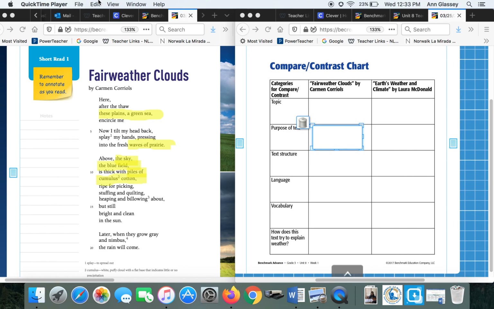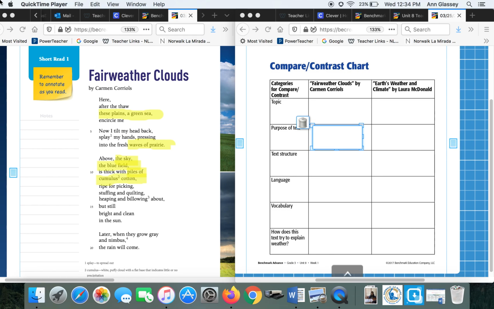This is reading lesson 2 for March 26th, 2020. You will need your weather magazine, a piece of paper from home, a pencil, and eraser. Today we are going to compare and contrast two texts.